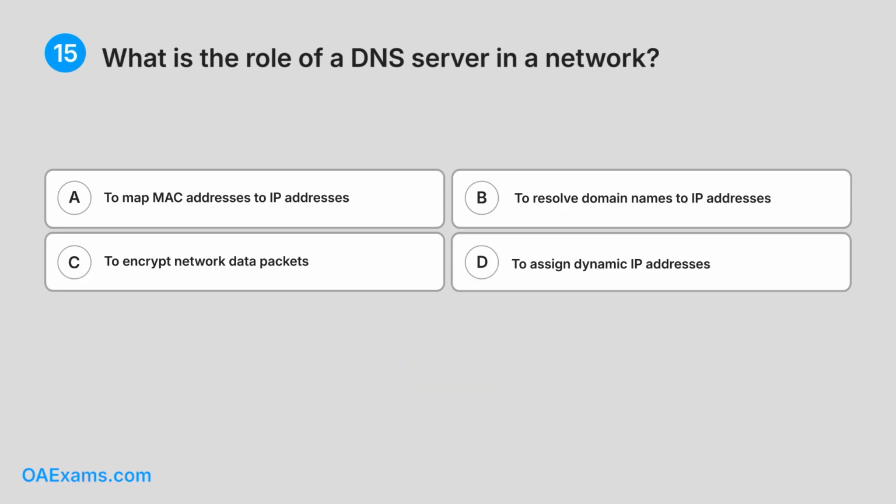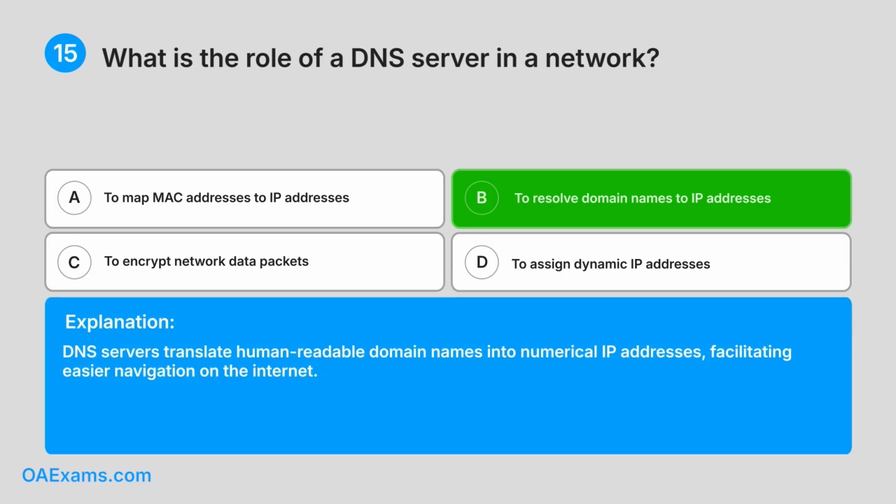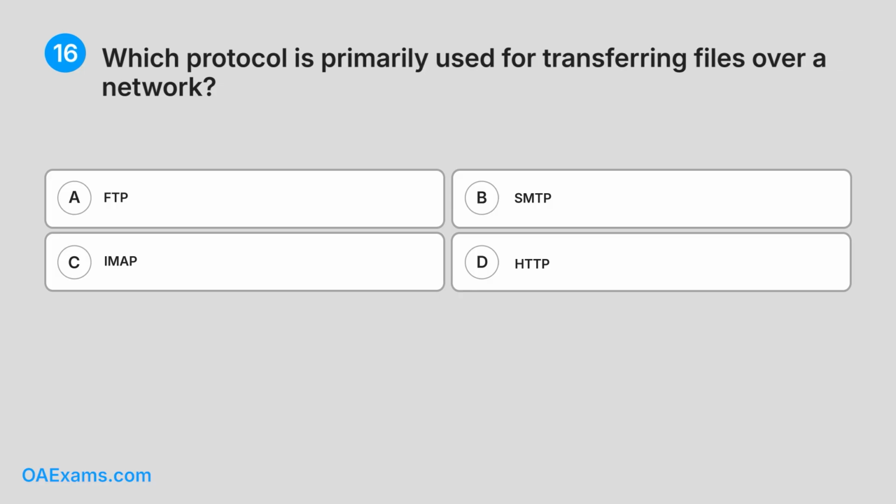Correct answer. B. To resolve domain names to IP addresses. Explanation. DNS servers translate human-readable domain names into numerical IP addresses, facilitating easier navigation on the Internet. 16. Which protocol is primarily used for transferring files over a network?